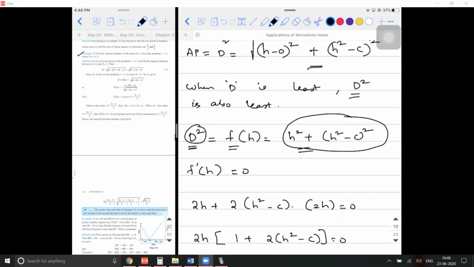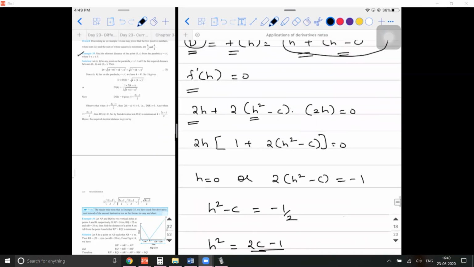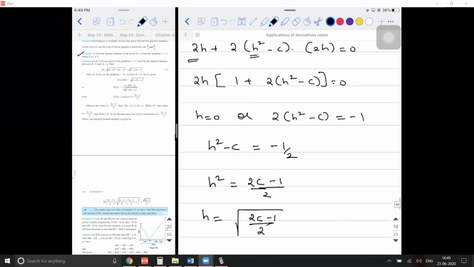Right? Now, for this function to be the least, see hereafter it is again functions only. Till now you framed the function. So for this function to be least, I have to differentiate it and equate it to 0. When I differentiate it, derivative of h square is 2h plus derivative of (h square minus c) whole square is 2 into (h square minus c) into, I use the chain rule, derivative of h square is 2h. Remaining thing is mathematical part. I took 2h common, 1 plus 2 into (h square minus c). I solved it. I got the value of h square as (2c minus 1) by 2 and h is zero.